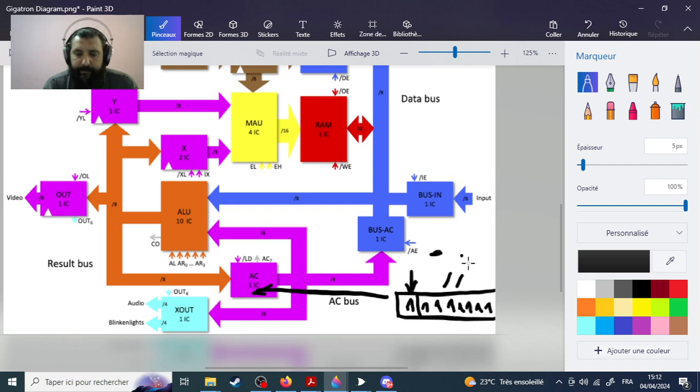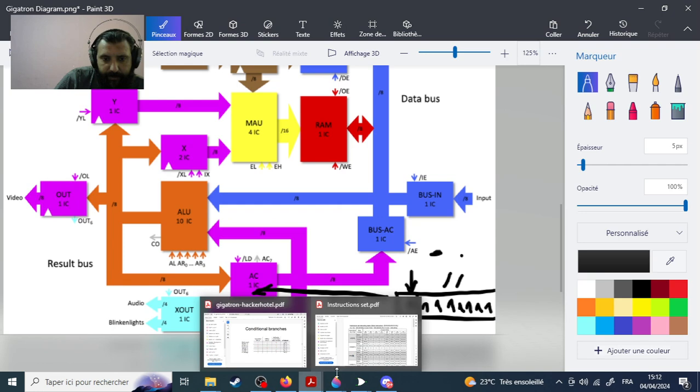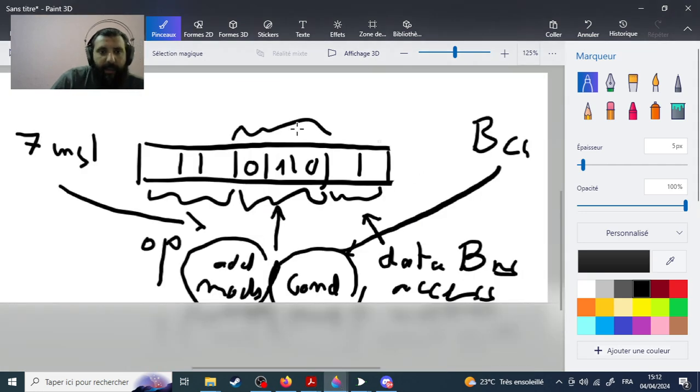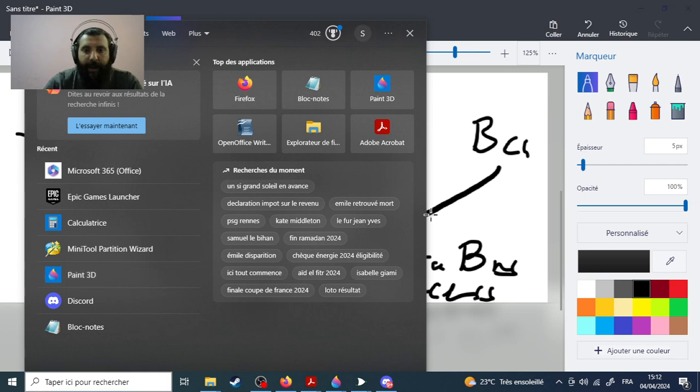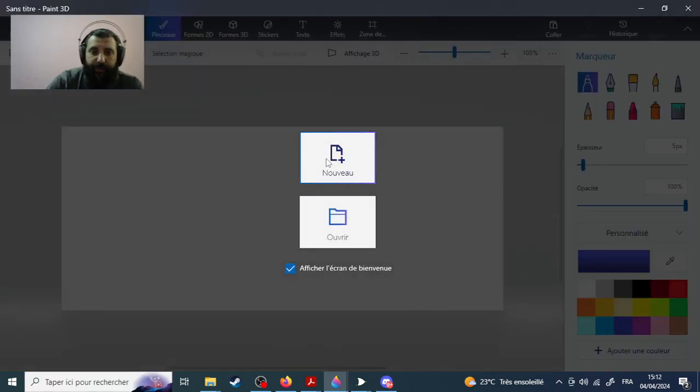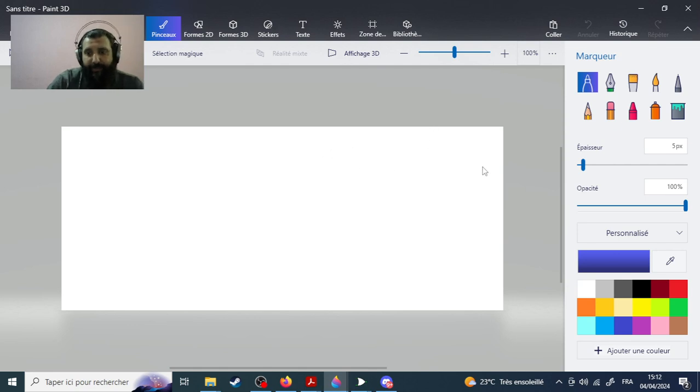I will give you a small revision of how we can calculate two's complement. But you have to remember that. I will do an example. I will not use 8 bits, it's complicated. I will do an example on 4 bits.